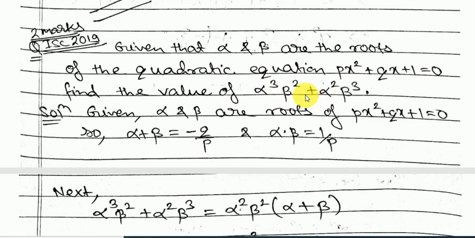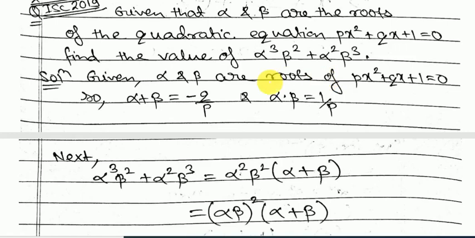So what you can do is, first you will find the values of the sum of the roots and the product of the roots. So alpha plus beta is minus b upon a. Here b is q, so minus q upon a, and a means p over here. Alpha into beta is c upon a, that means 1 upon p. Now we are looking for the value of this.